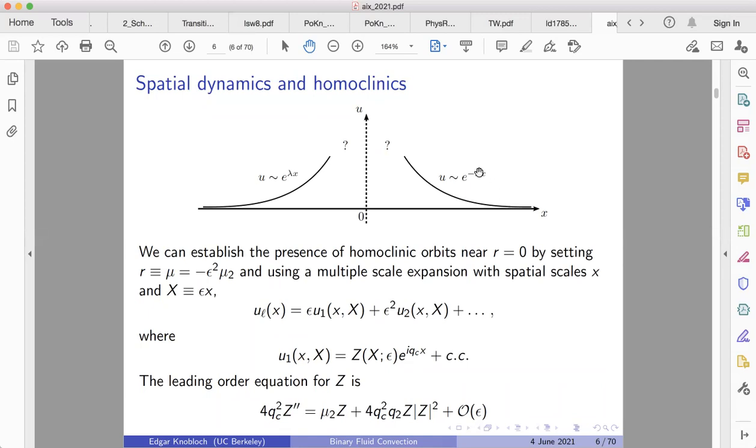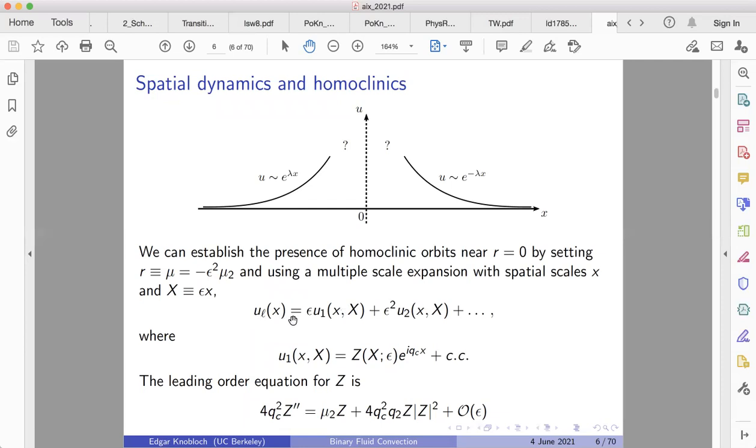And then the task really is to see whether these curves can intersect somewhere here due to nonlinear terms and generate a localized structure that would start off from 0 at minus infinity, do something, and then return to u equals 0 at plus infinity. So that would be a localized solution. And it's not difficult to do that using multiple timescale methods.